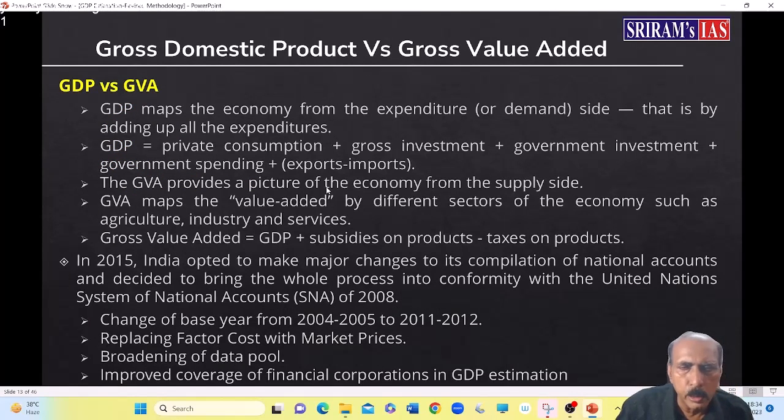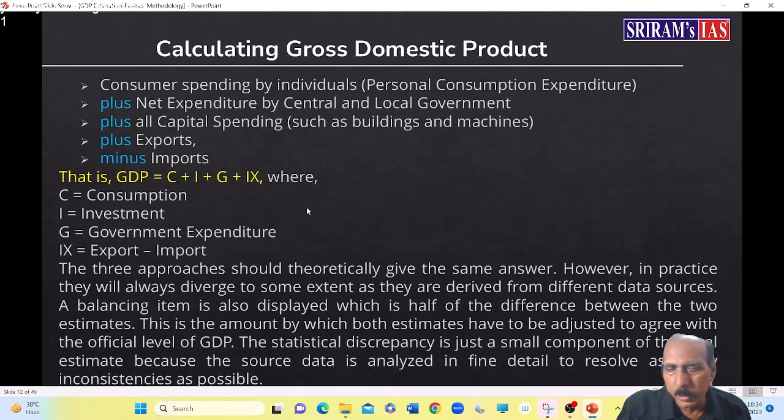GDP, gross domestic product, is given by the expenditure method. When we measure expenditure, the GDP should come out equal by all the methods after making the adjustment. But if there is still some discrepancy, that discrepancy has to be adjusted statistically. That is the job of the National Statistical Office, to address the statistical discrepancy in the measure of GDP by the three methods.